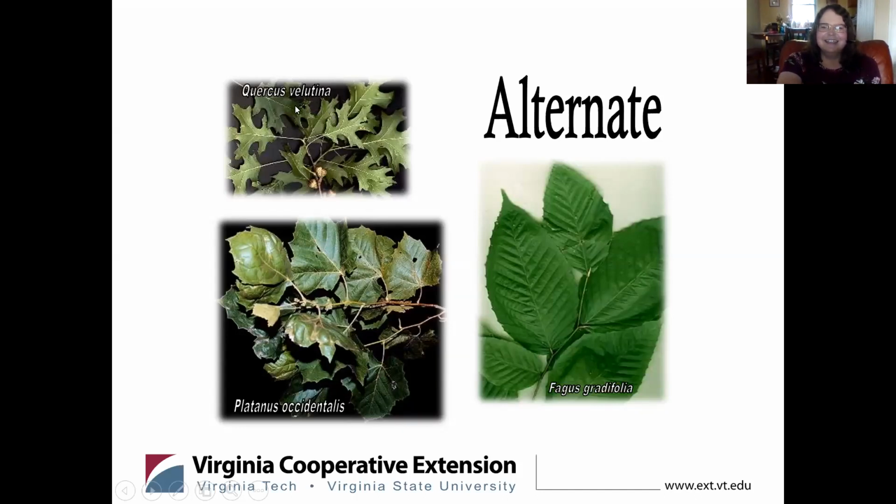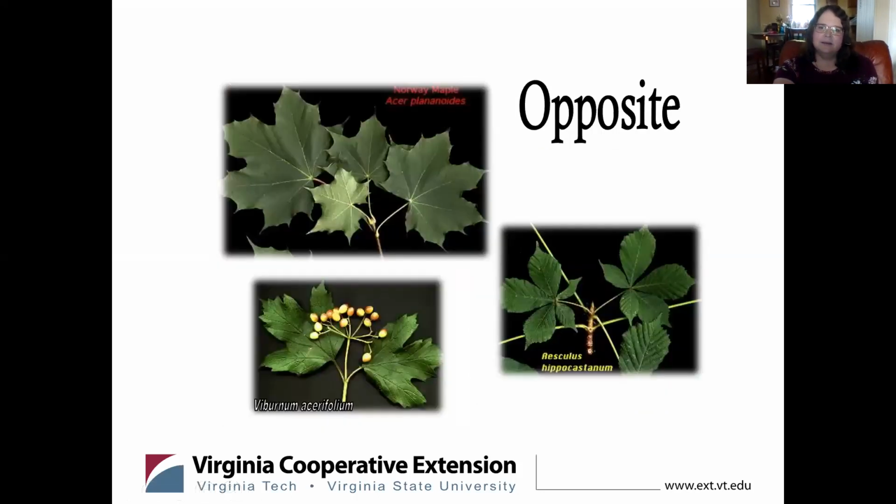So pin oak here, American beech, and these are both considered alternately noded or budded plants. So opposite, some examples for oppositely attached or noded or budded plants. Most maple family members, yes.